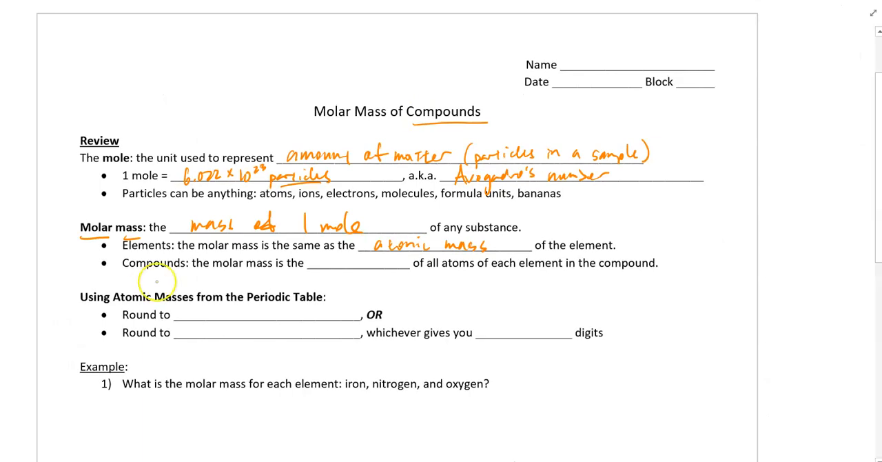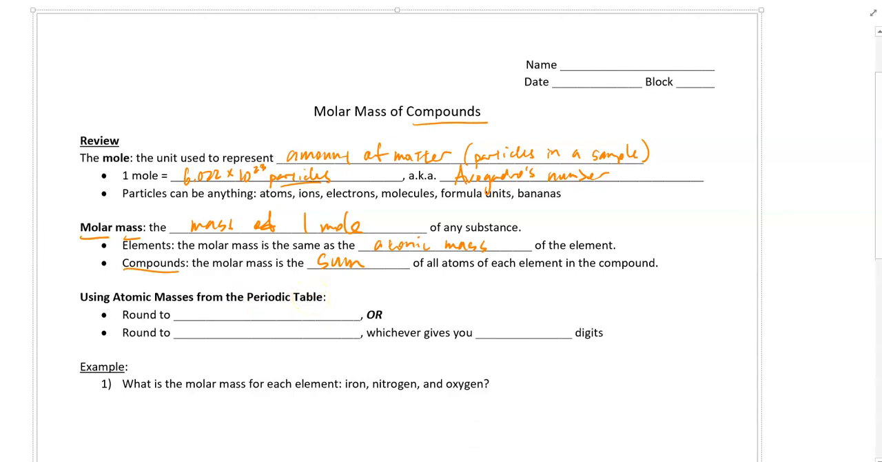Then what about the next one? For compounds, the molar mass is the sum of all atoms of each element in the compound. So we're not talking about just a single element now, we're talking about groups of elements. Basically, add them all up, and that's the molar mass for the compound, using the atomic masses from the periodic table.